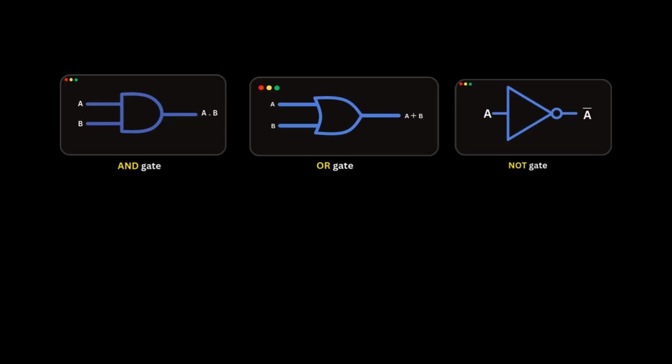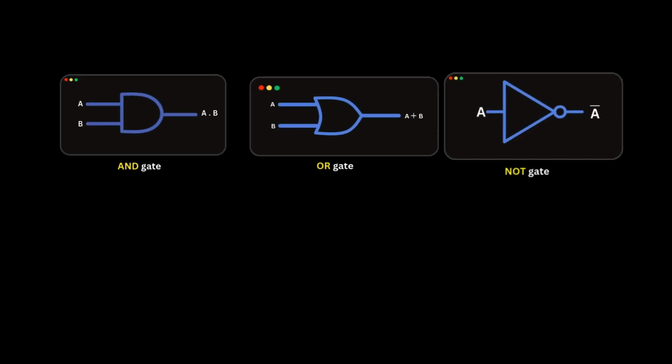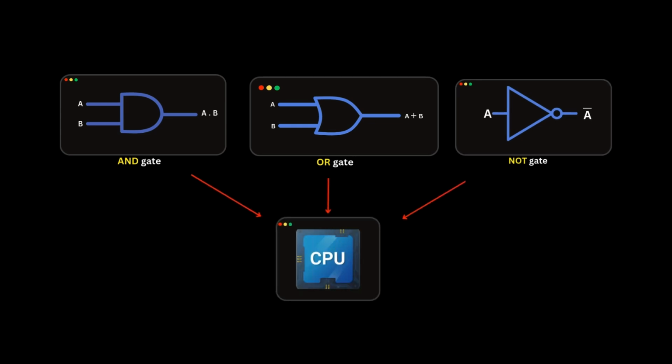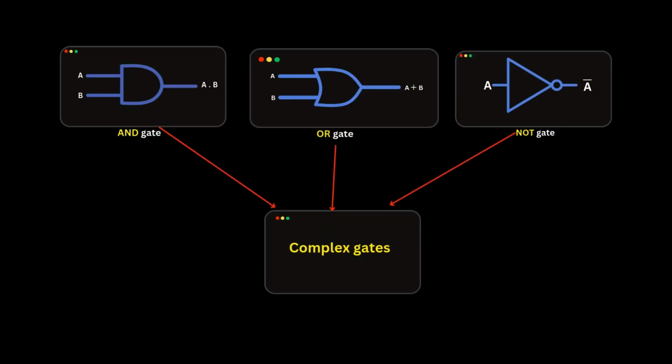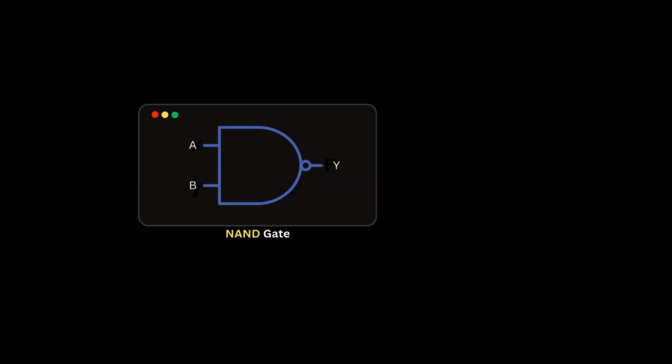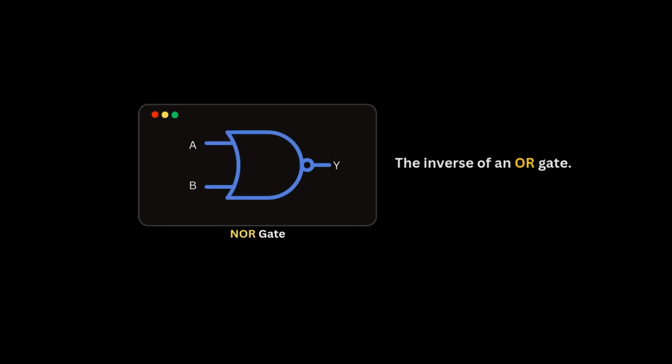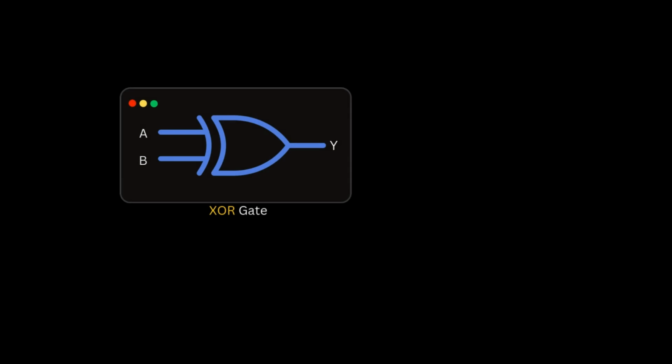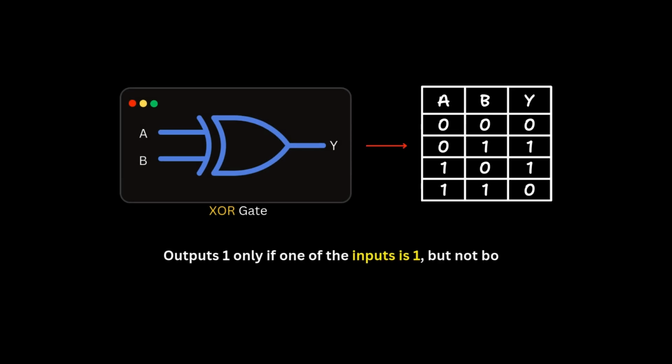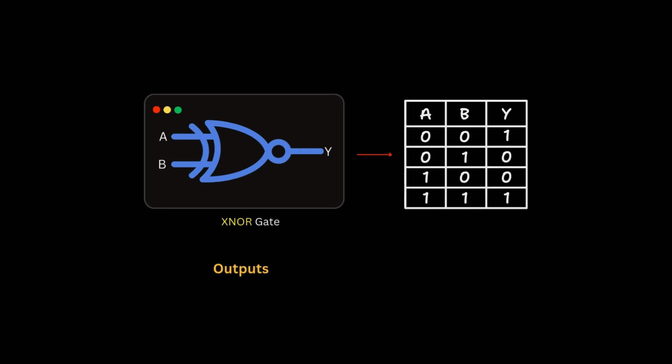These 3 gates, AND, OR, and NOT, are the fundamental logic gates used in CPUs. By combining them, we can create more complex gates, such as the NAND gate, the inverse of an AND gate, the NOR gate, the inverse of an OR gate, the XOR gate, which outputs 1 only if one of the inputs is 1 but not both, and the XNOR gate, which outputs 1 if both inputs are the same.